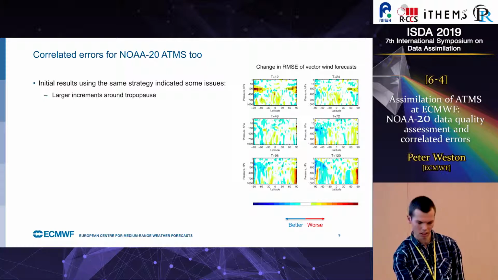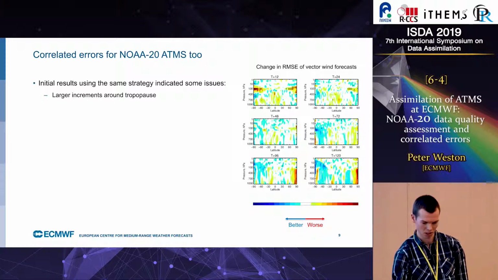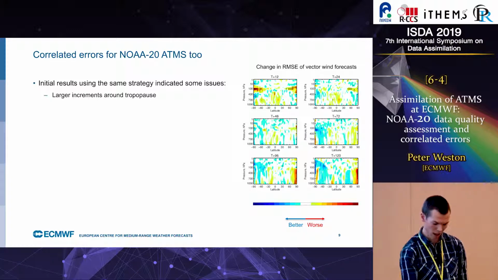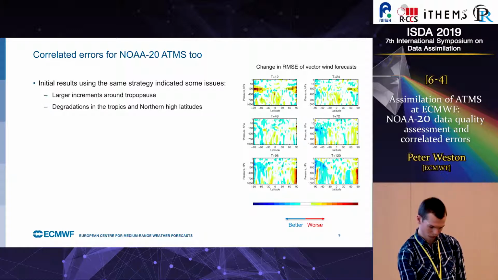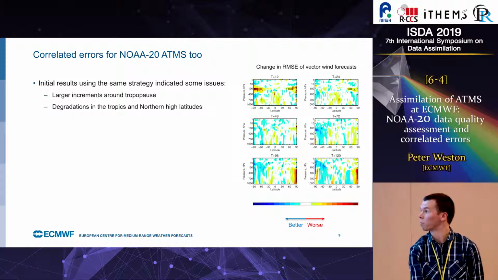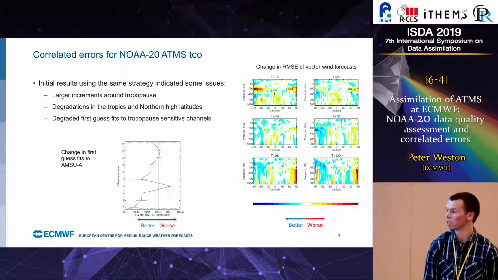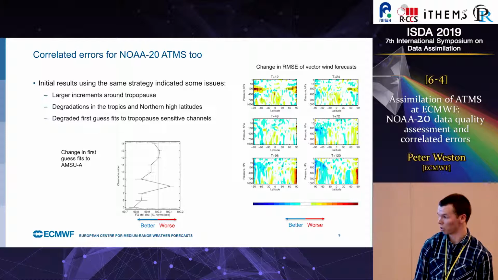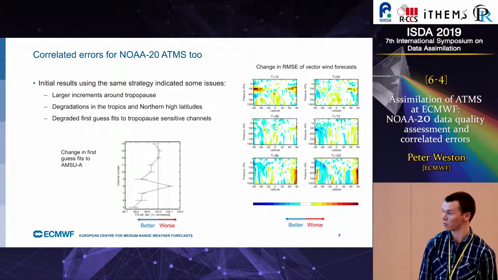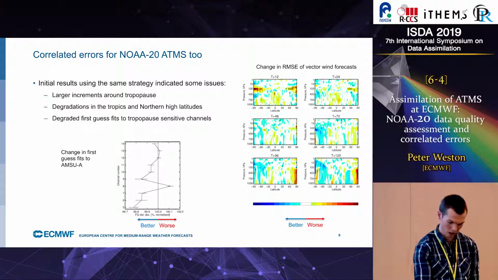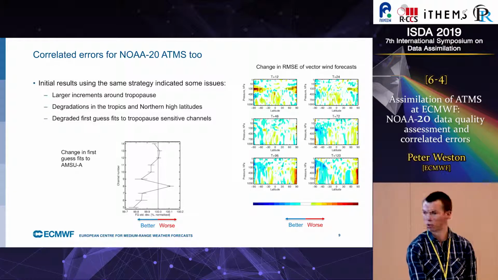Generally, in isolation, we might not be too concerned about this because obviously we can see that impact doesn't really last into the forecast. But actually, we also see there are some degradations in the tropics and the northern high latitudes. And additionally, when we look at the first guess fits, we see that one of the channels, channel 8, which is sensitive around 100 hectopascals, is showing a degraded fit as well. So we were wondering what was potentially causing this.